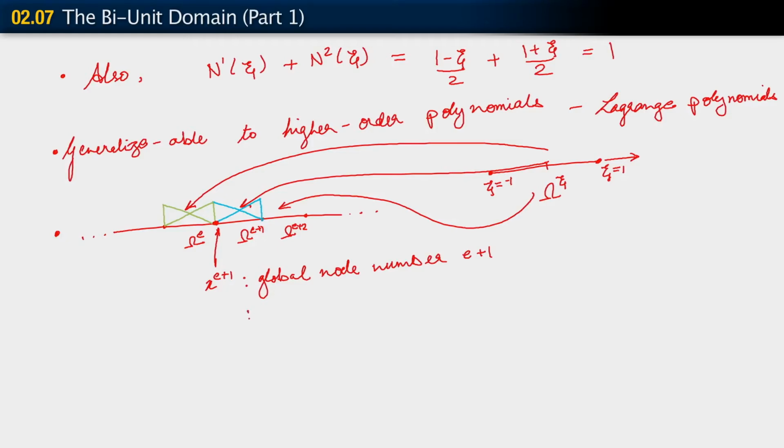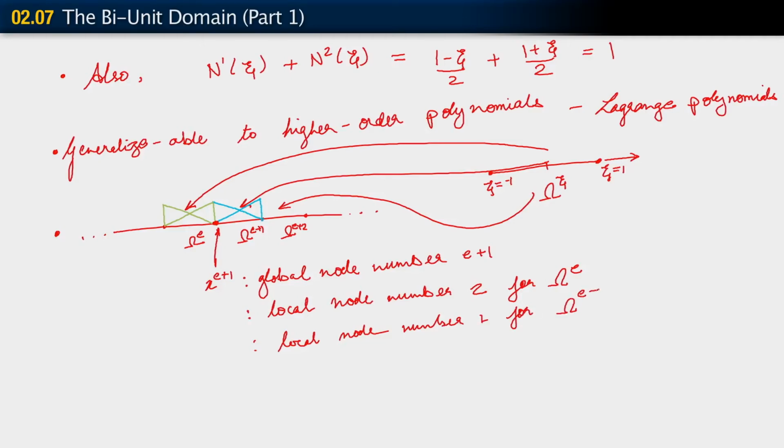Okay, it is also the local node number 2 for omega E, okay, and it is local node number 1 for element omega E plus 1. Right? This is nomenclature that we will use later on as we advance with our finite element formulation.